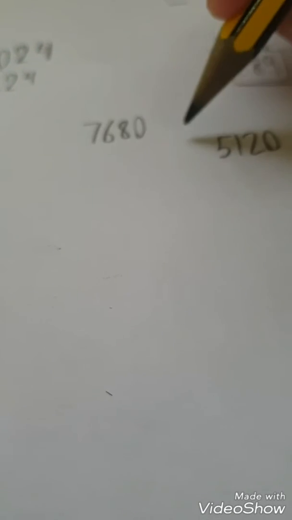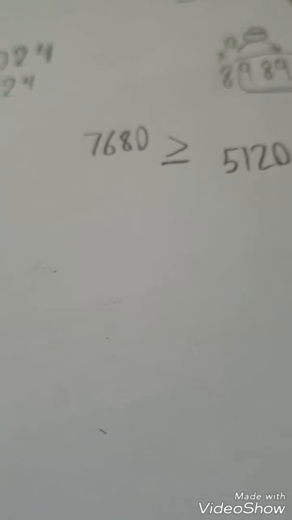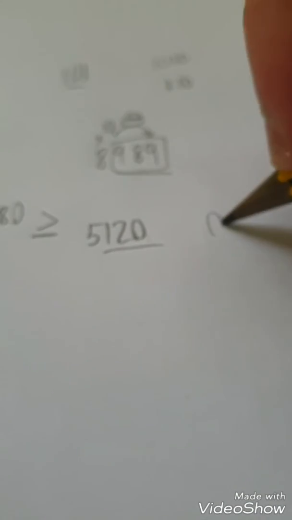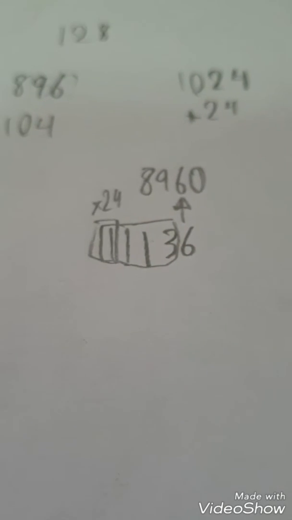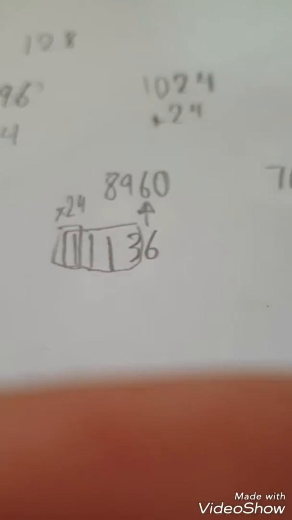The answer after making the steps of divisibility must be less than this number. Must be less. So we will continue. 5 times 24. This is 120. Minus it to the 120. This will give us 0 0. So this means all this expression, 1136, is divisible by 128.